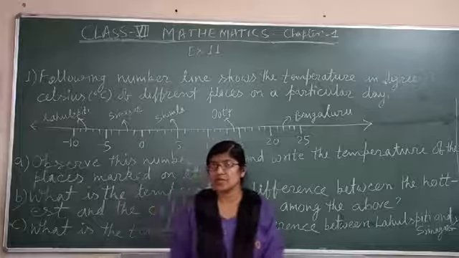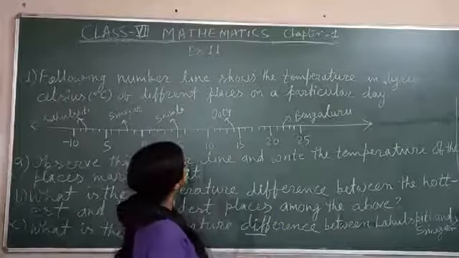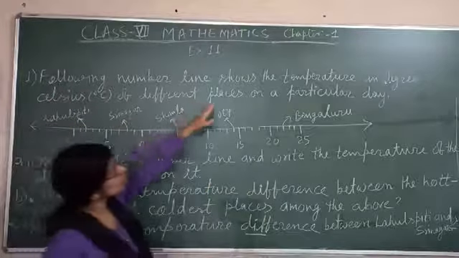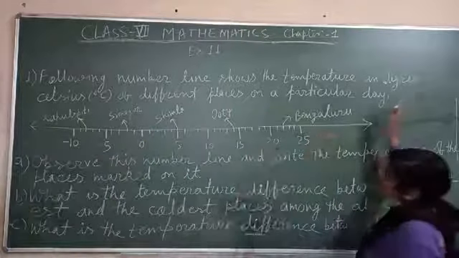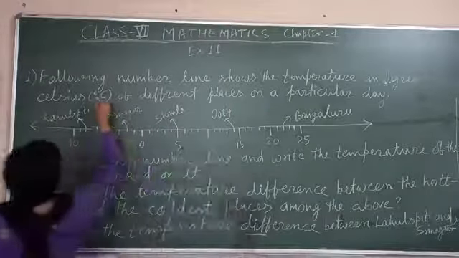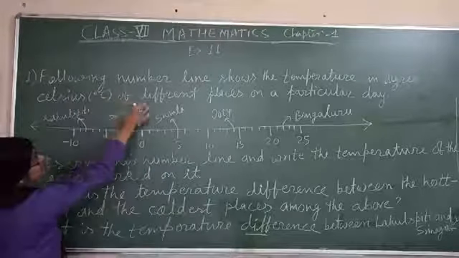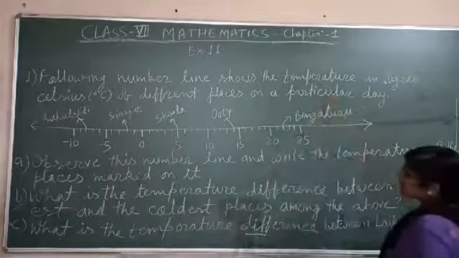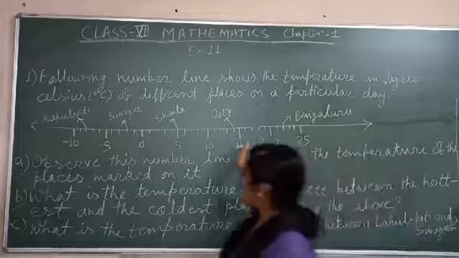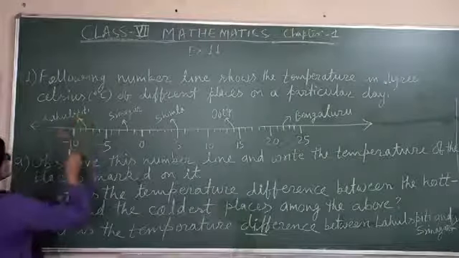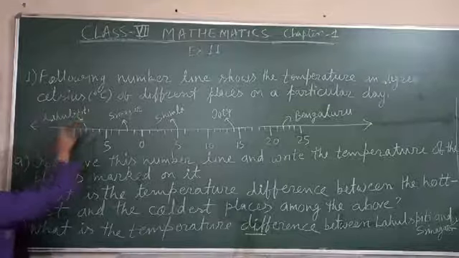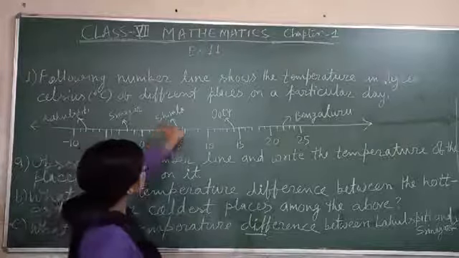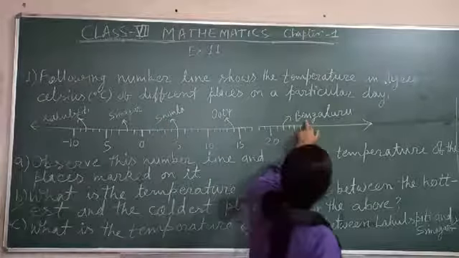For class 7, today I am starting exercise 1.1. Our first question is, the following number line shows the temperature in degree Celsius. You will write degree Celsius like that. Degree Celsius of different places on a particular day. Here a number line is given and some particular cities are mentioned: Lahore Spiti, Srinagar, Simla, Ooty and Bangalore.